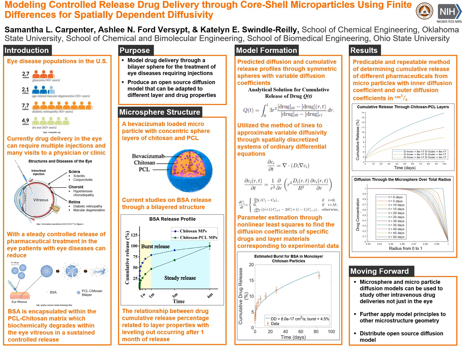As you can see at the top, the smaller the PCL diffusion coefficient, the higher the cumulative release over the same time. For the diffusion through the microspheres over the total radius, the concentration remains steady until it reaches the space between the chitosan and PCL layers, showing that most of the diffusion control occurs in the PCL layer.